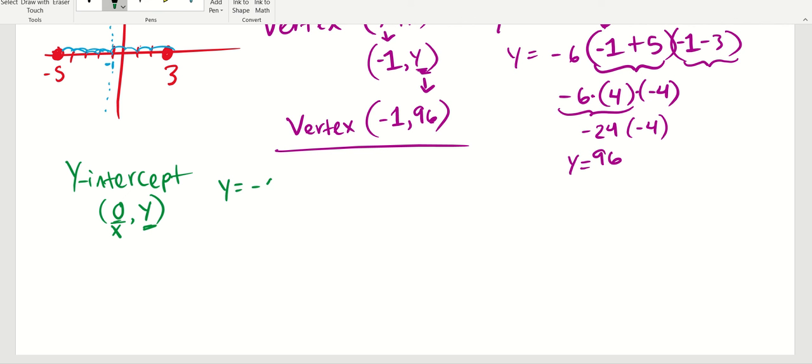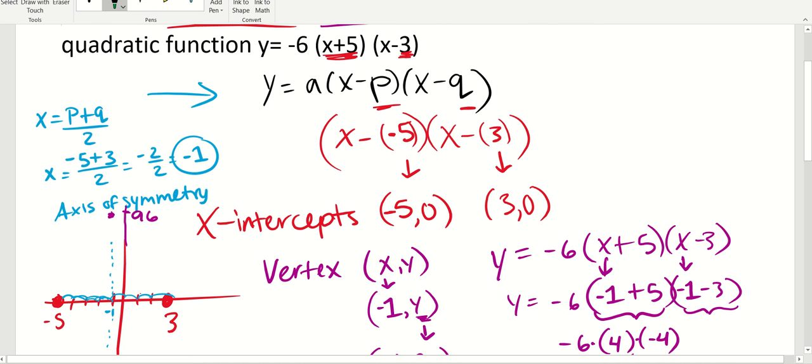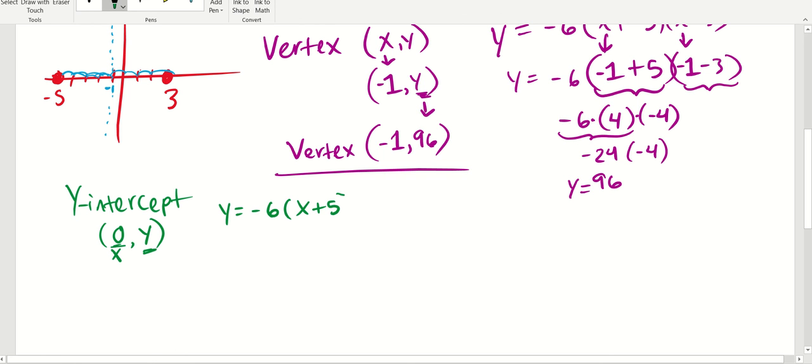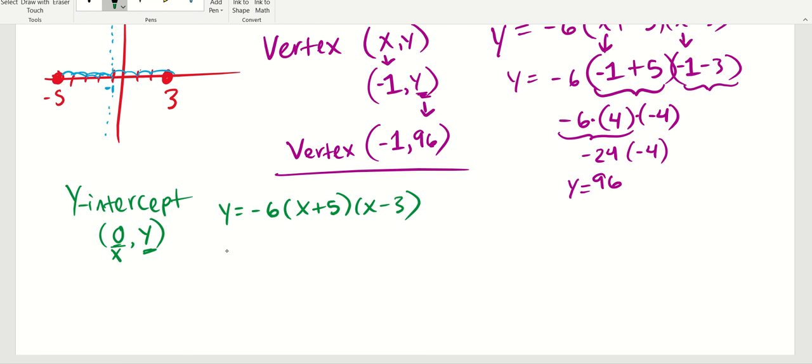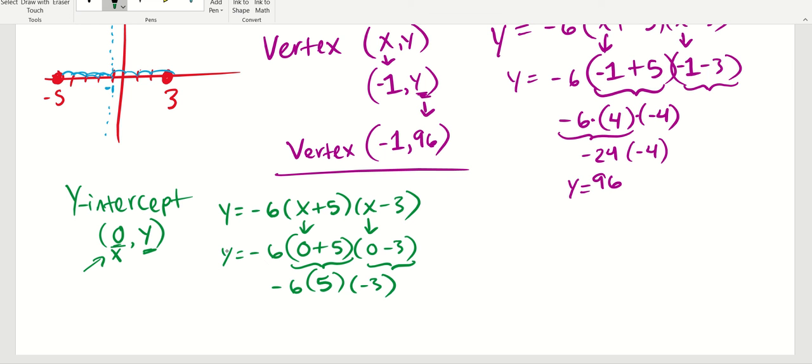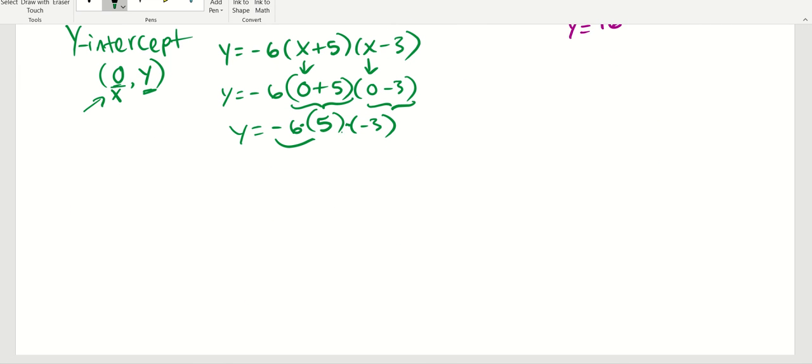So we're going to write the equation again, negative 6 parentheses. According to the formula, we have x plus 5, x minus 3. So we're going to write in here where the x's are, a 0. So 0 plus 5, 0 minus 3. Okay, bring everything else down. PEMDAS: 0 plus 5, that's 5. 0 minus 3, that's negative 3. Bring down the negative 6. And once again, all of these three numbers are multiplying, so it doesn't matter what order you do them. So we have negative 6 times 5, that's negative 30, times negative 3. So negative 30 times negative 3, that is a positive 90. So therefore our y-intercept will be 0, 90.